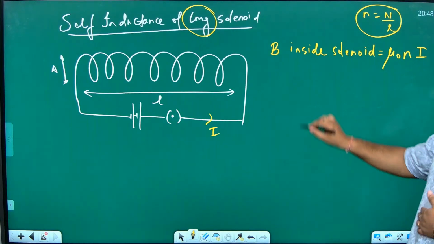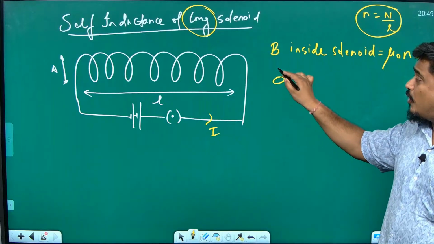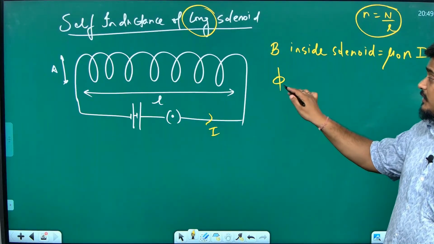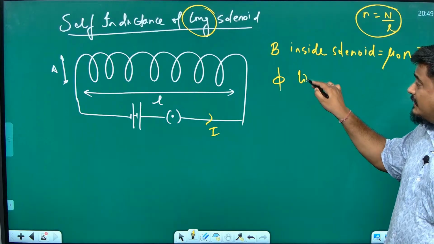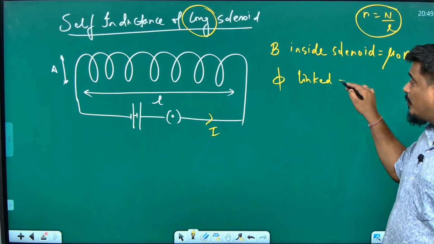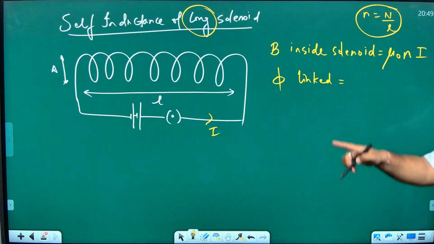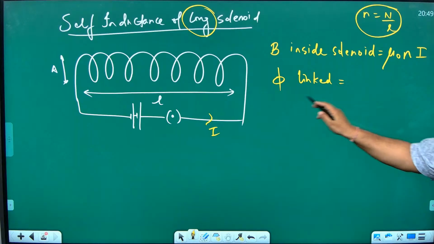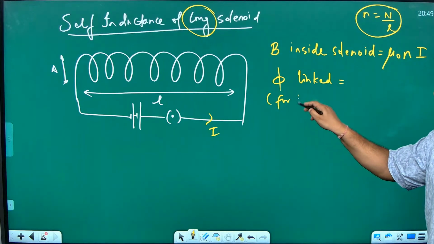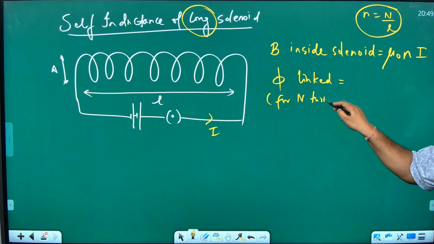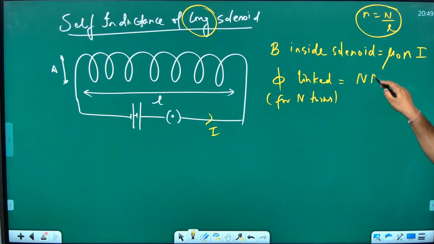So what is the value of flux going to be? Magnetic flux linked will be how much? Flux formula is what here? BA cos theta. For one turn, BA cos theta. How many turns do you have? N turns. So I am writing for N turns. For N turns, it will be N B A cos theta. What is theta here? Angle between magnetic field and area, parallel, 0 degree.